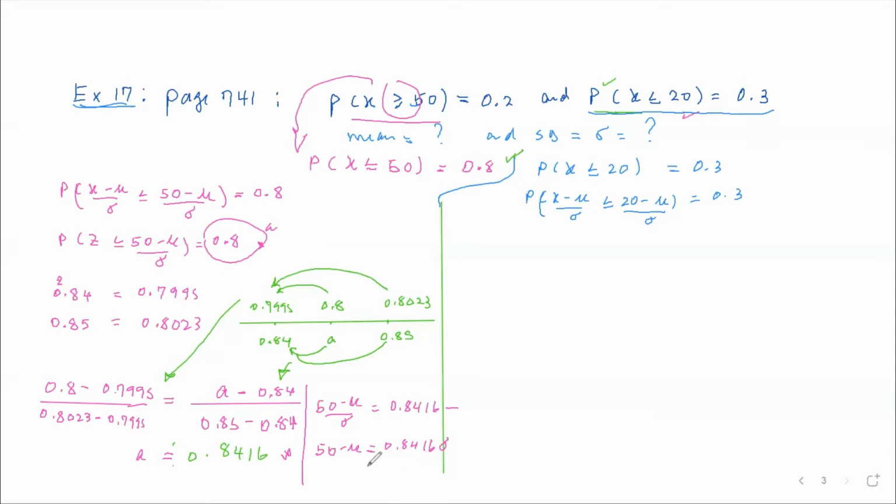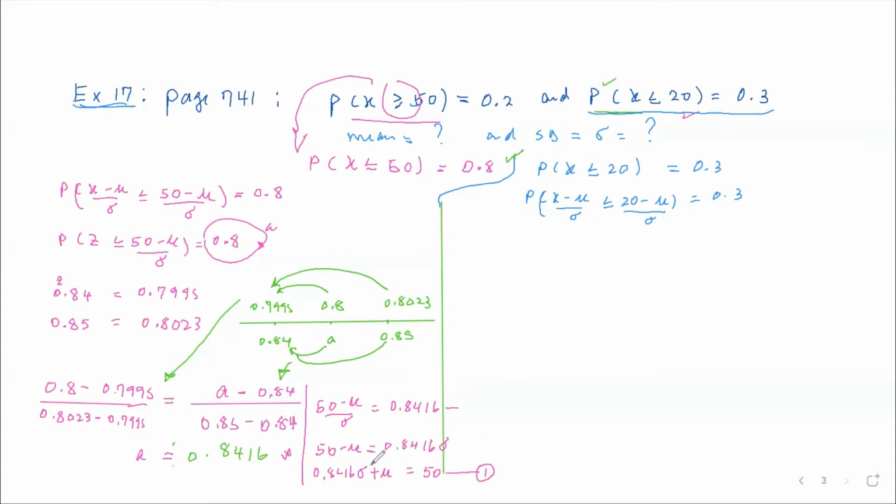So you can have this one become, move this one to become plus. So we have 0.8416 standard deviation plus mu equal to 50. And then you treat this as equation 1. Then we come back to this one, the probability when x less than 20 is equal to 0.3. Work the same way, and this is going to be equation 2.